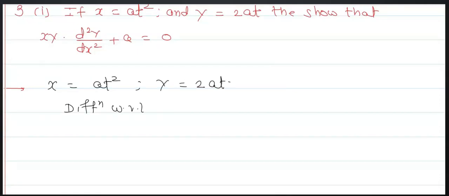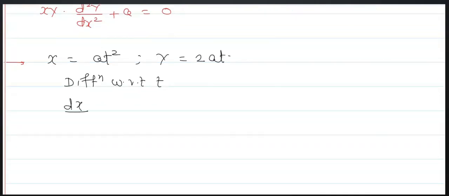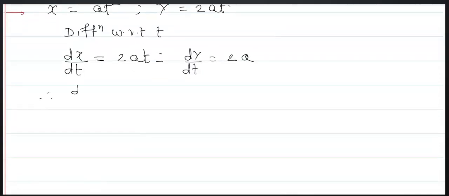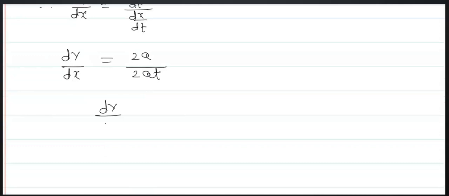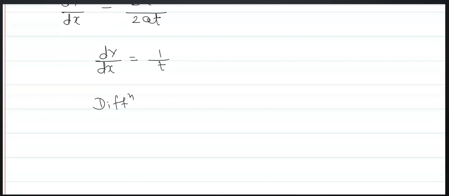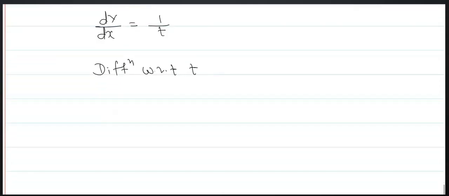Now differentiate this with respect to t. dx upon dt is equal to 2at. dy upon dt is equal to 2a. Therefore dy by dx is equal to dy by dt upon dx upon dt, that is equal to 2a upon 2at. Now this 2a and 2a get cancelled. You are getting 1 upon t, sorry.